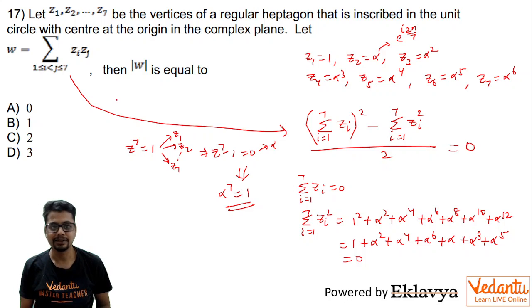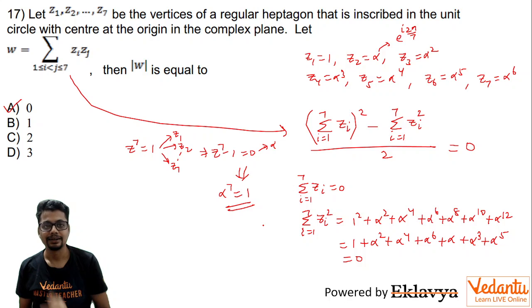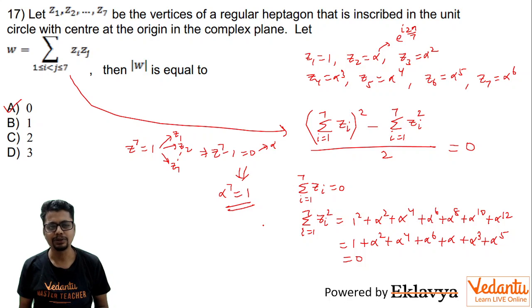So that means mod W is essentially 0. Why? Because W is 0. Now what if the regular heptagon is rotated, and Z1 to Z7 are not necessarily the seventh roots of unity? What in that general case?